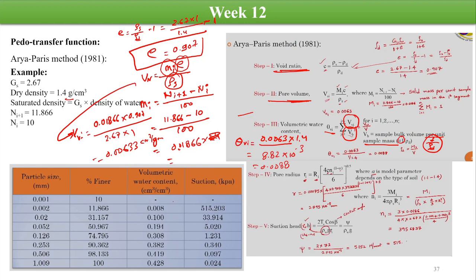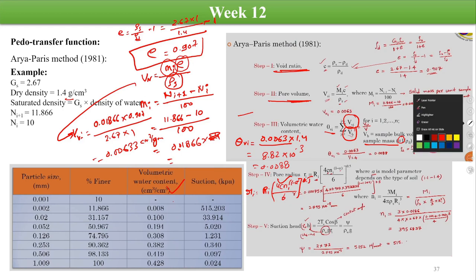In the next step, till now we have calculated the void ratio, then we have calculated the pore volume, then we have calculated the volumetric water content. Now we move on to calculate the pore radius, that is given by small ri, and it will be equal to the capital Ri multiplied by this term, 4 C ni 1 minus alpha upon 6, to the whole power 0.5. Let me make some space by erasing this.